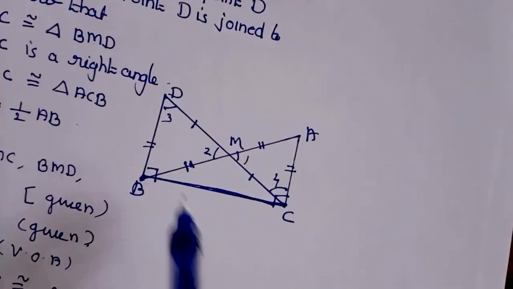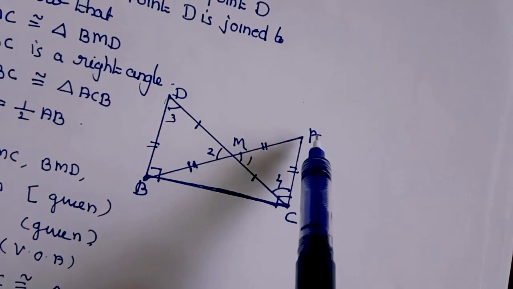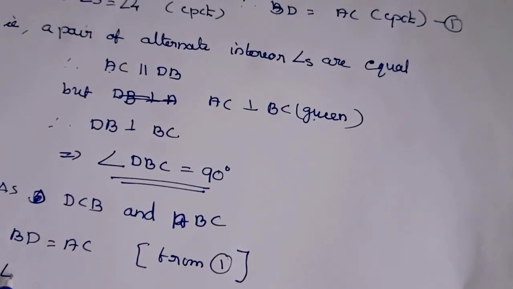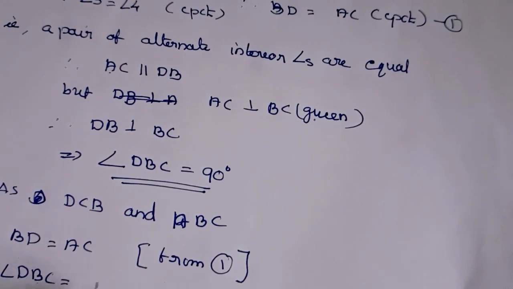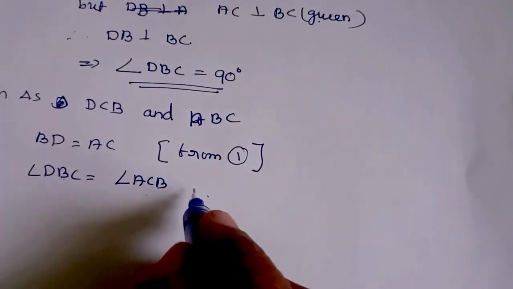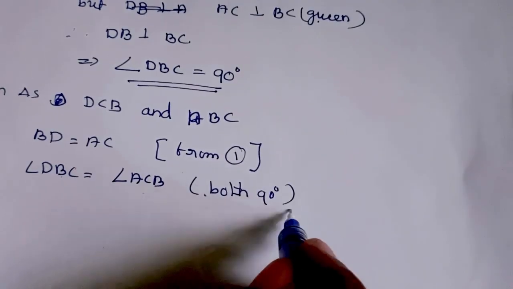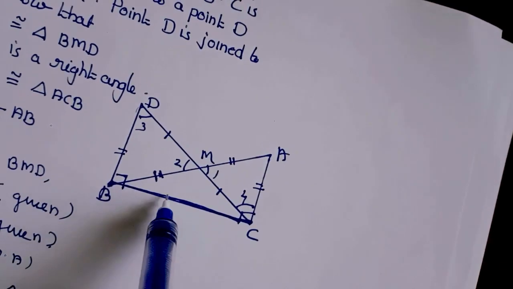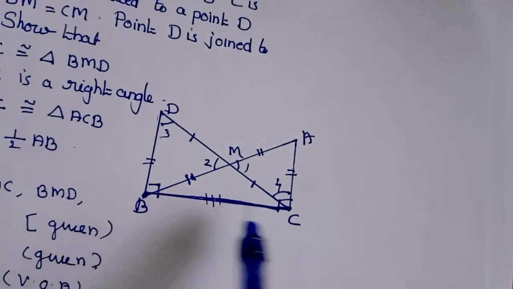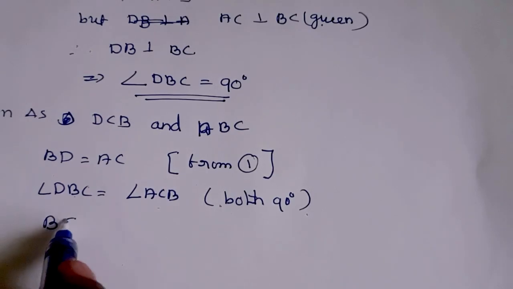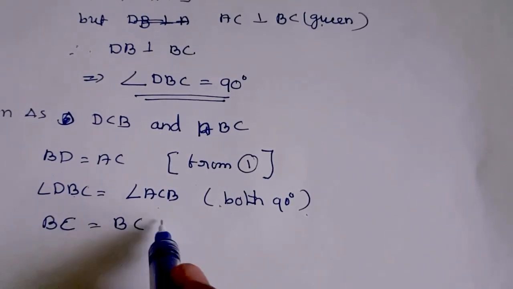And angle DBC equal to angle ACB, reason both 90 degrees. And the common side, that is BC equal to BC, reason common. BC is the common side.